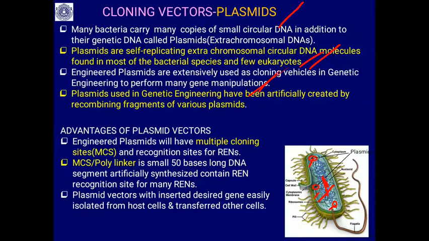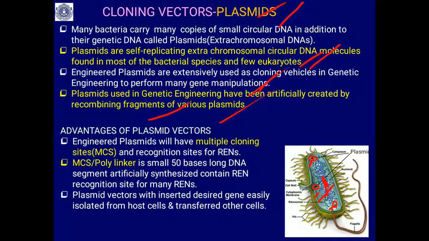So the plasmids taken from the bacteria cannot be used directly as vectors. They have to be engineered, modified, and only then can we use them for different genetic engineering manipulations. The plasmids used in genetic engineering have been artificially created by recombining fragments of various plasmids. For example, many plasmids from different bacteria can be clubbed together to make one vector. What are the advantages of plasmid vectors?